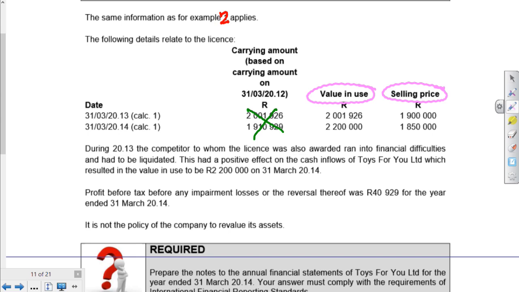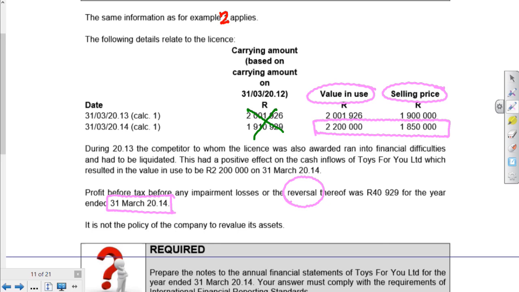And the first indicator of the reversal of impairment is now in 2014, where we start to see the numbers going up. So as at March 2014, there's a possible reversal of impairment. I want you to work out for me what that reversal is. Remember, in order to do the reversal, you have to work out what the carrying amount would have been if you had never done the impairment, isn't it? So you can work it out.